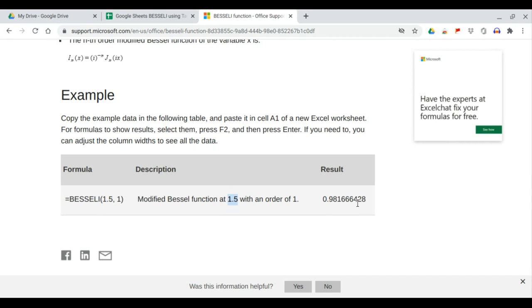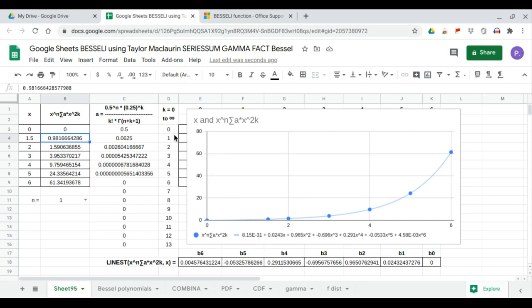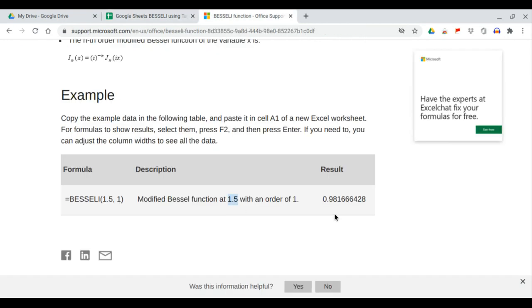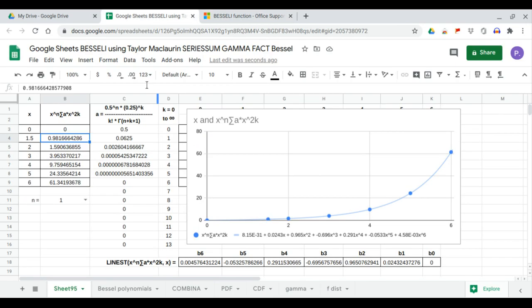So this confirms that our dataset, trend line, and polynomial are accurate, because at x equals 1.5, the Bessel I function is 0.981666428, which matches our example. This completes the use of series sum, gamma, and factorial in generating the Bessel I function.